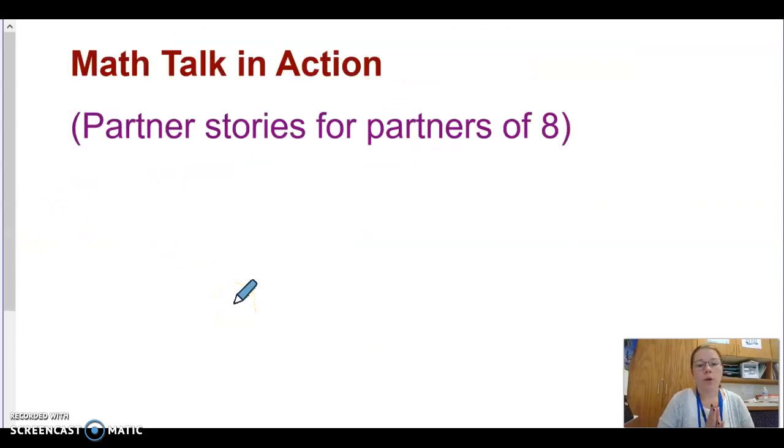All right, so we wanted to do some partner stories for partners of 8. And remember, those were stories that we come up with, and we use these numbers to talk about real life situations where we use math. So, for example, maybe Donald said there are 8 apples in the basket. 7 are green and 1 is red. What partners did you hear? I heard 7 and 1 is equal to 8.